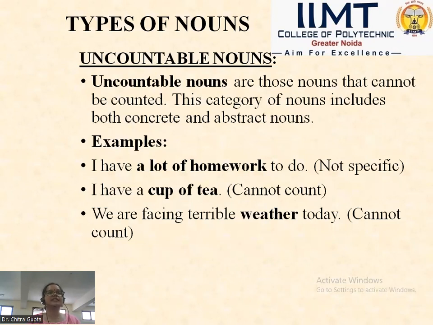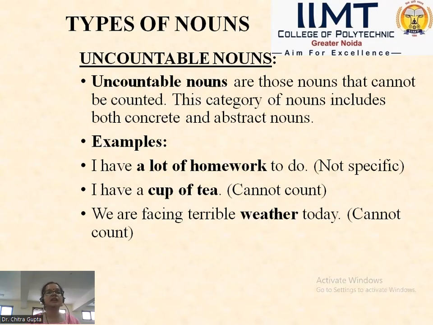Now its counterpart, uncountable nouns. Uncountable nouns are those nouns that cannot be counted. This category of nouns includes both concrete and abstract nouns. Take for example, I have a lot of homework to do. Not specifically how much, but I have a lot of homework to do. So it cannot be counted and comes under the category of uncountable nouns.